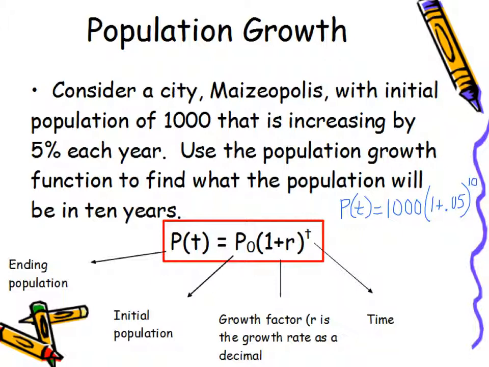You type that in, pretty easy to type that one in. You're just going to take 1,000 times, and that 1 plus 0.05 is really just 1.05 if you want to just enter it like that. Then you take that to the 10th power, and you end up with 1,628.9. I know that this is a population, the number of people. I can't have part of a person, so I won't worry too much about it. If you want to round that up, you can round it up to 1,629 people. But that's what you end up with for your population.